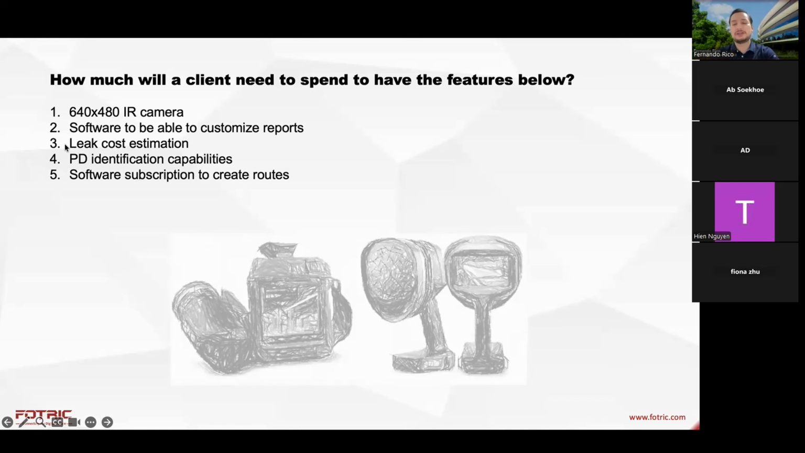See how much is it to get a camera that can do leak cost estimation with partial discharge identification capabilities, because remember that some can do leak, some can do partial discharge, but if you want to do both, you might need to go up in price. And if you can do route at all, which is a topic for another webinar. And FOTRIC can now put those two technologies together in one single device and help you and your users save time and a lot of money.